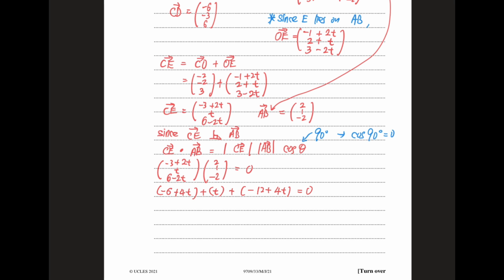Okay, then we find t. We can solve this easily and find t. 4t plus t plus 4t is 9t. 9t equals 18. Minus 18, I shift to the right, positive 18. t equal to 2. Okay, so when I get t equal to 2, what should I do now?